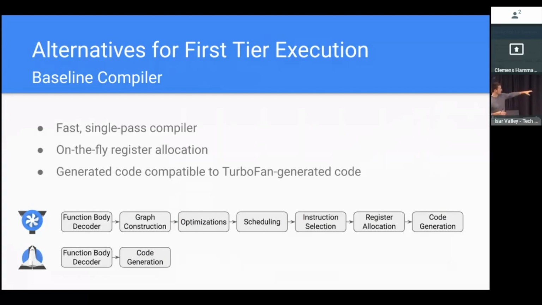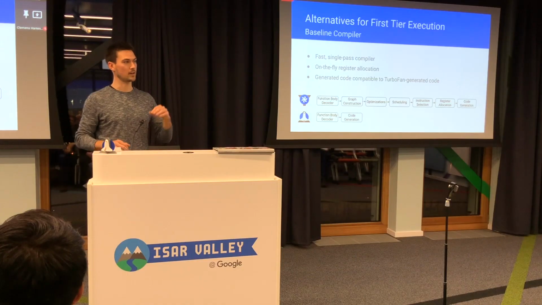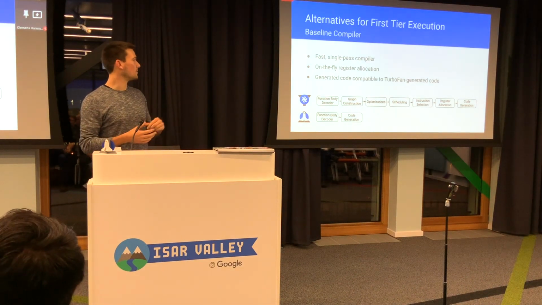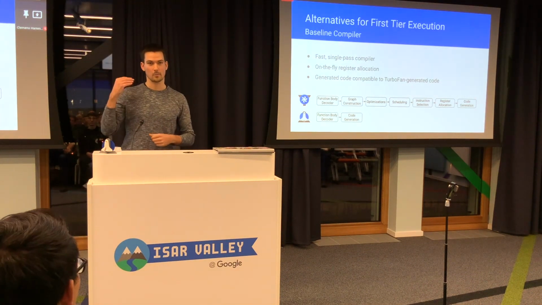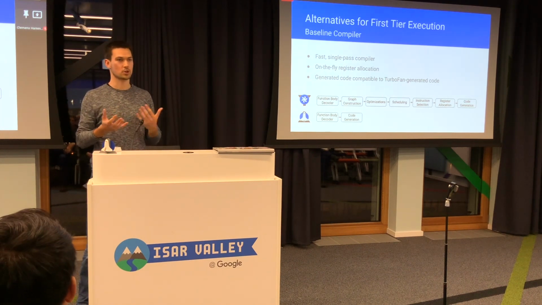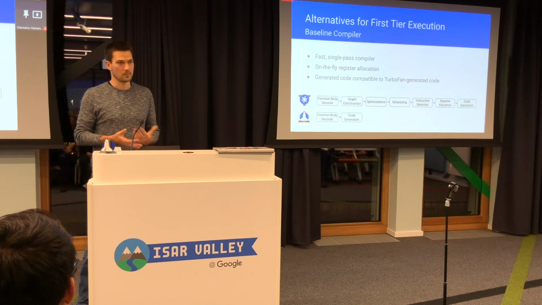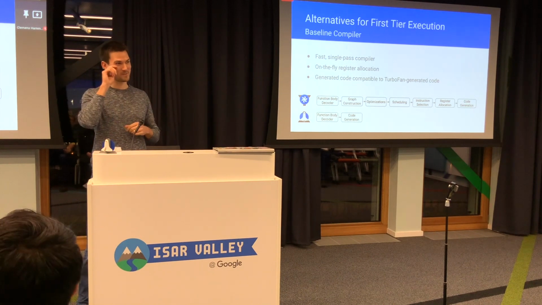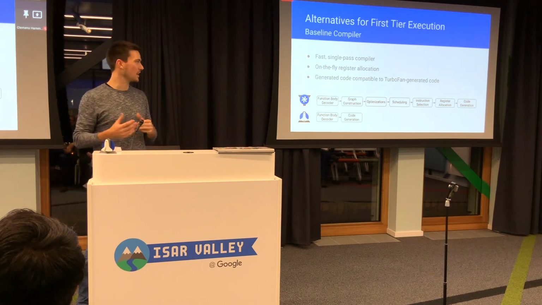So in comparison to this TurboFan pipeline with a lot of phases, the baseline pipeline would basically just decode a function and immediately generate code. So as soon as we see a single bytecode instruction, we immediately output the code for that. So it's a single pipeline, like really streamed compilation, right? WASM binary in, code out. The register allocation happens on the fly. So whenever we hit some instruction, we immediately choose any register to use for storing the value. This is, of course, not optimal at all, but it just chooses any valid register allocation.